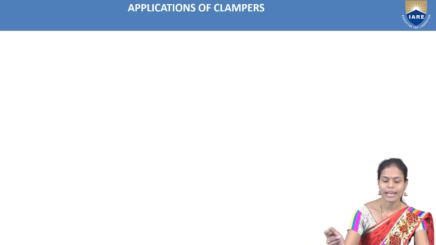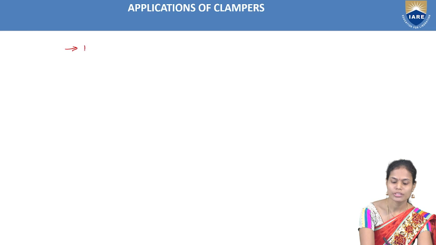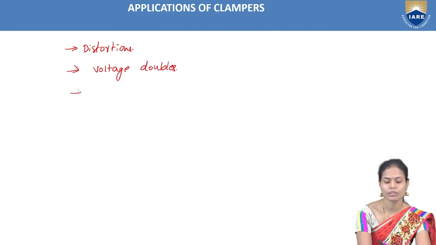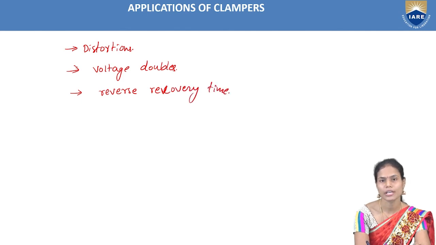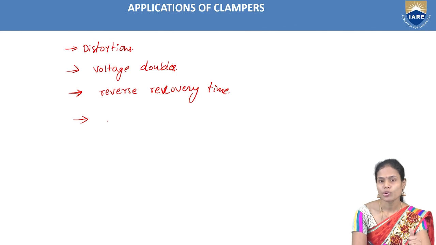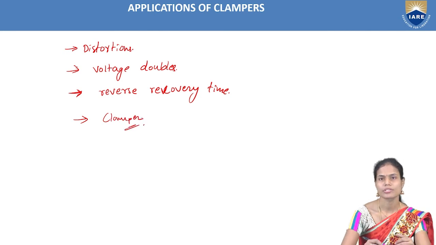So while coming to the applications of the clampers, the major application is to remove the distortion in the waveforms, we will use this. And next, for voltage doubling, to increase the voltage level, we can use these clampers. And in order to improve the reverse recovery time of the diode also, we can use this. And in order to model our applied waveform into a desired waveform, we can use this clamper circuit. So these are the major applications of the clamper here.